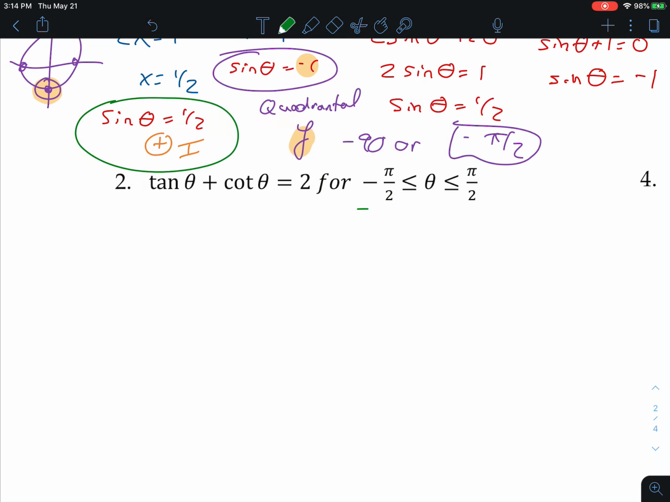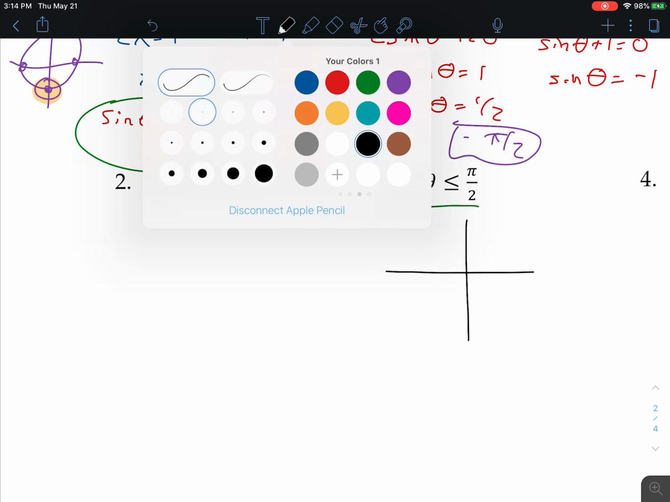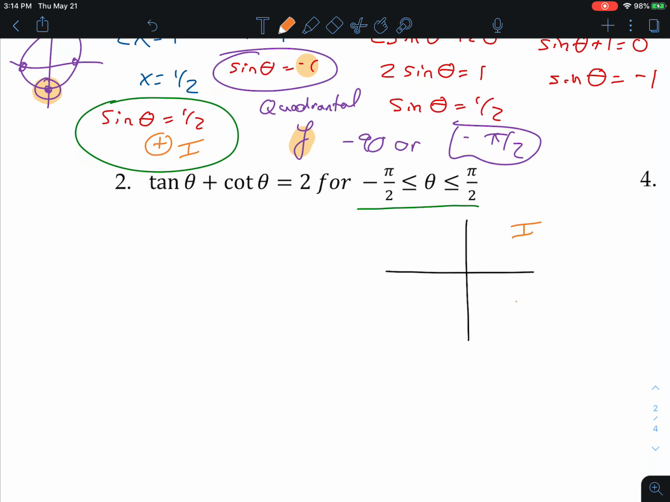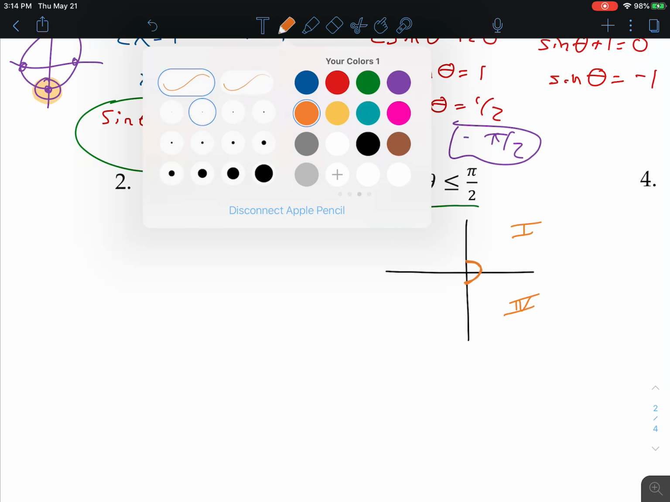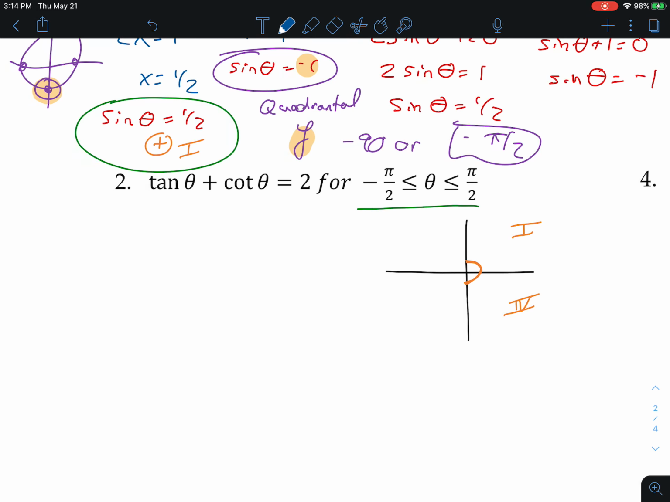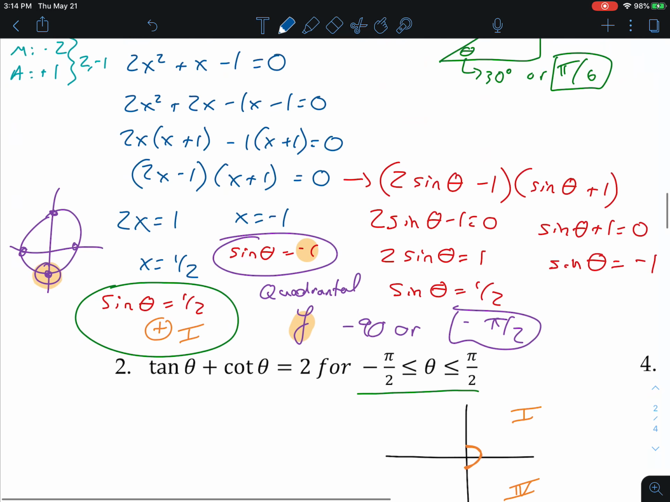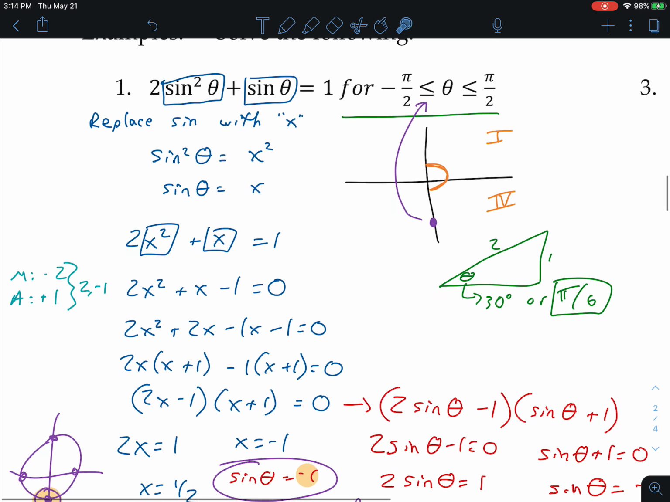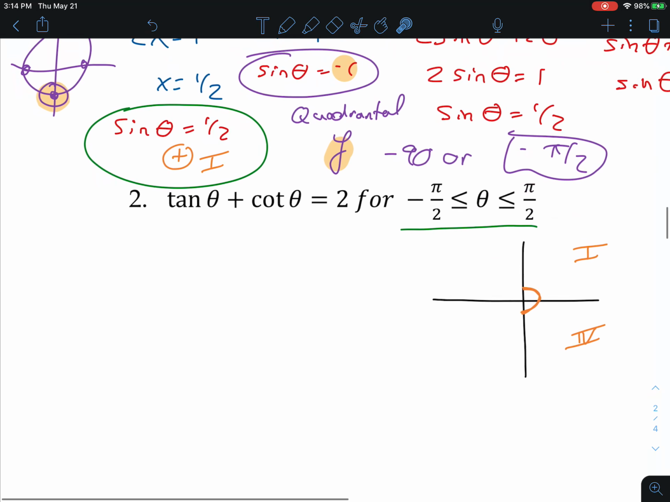Tangent and cotangent. Okay. Here's my range of values I'm looking for: -pi/2 to pi/2, so quadrant 1 and quadrant 4, somewhere in this area. So we first start to write this, and we think, okay, well, where's the something squared? Up here, I had sine squared and sine, so it was pretty easy to see it's x squared and x. I don't have that here.